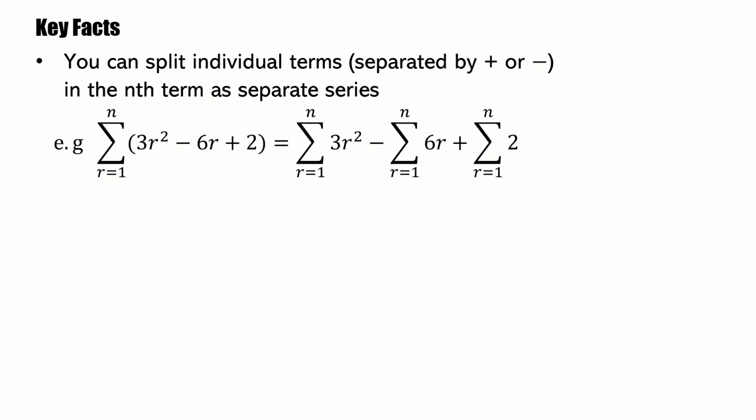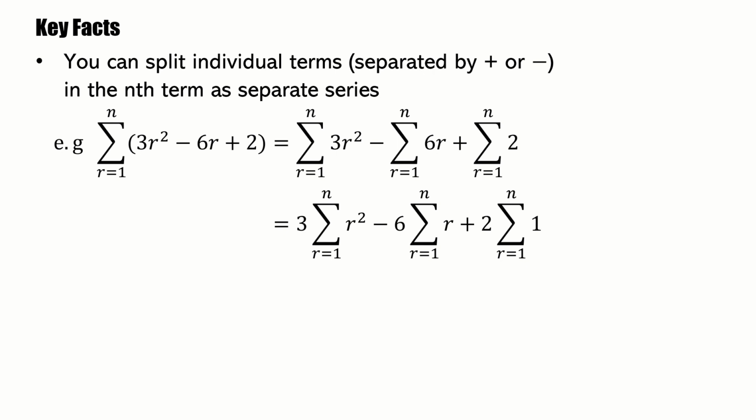But then you don't have to just stop there. You could then combine this fact with the previous fact we said, which is moving coefficients out the front. So the 3 in front of the r squared can be moved out the front there. The 6 in front of the r can be moved out the front of that series. And then it's a bit weird, but we can split the 2 up as 2 times the series of 1 from r equals 1 to n. And the reason we do that is just because, again, there's a formula for specifically the series for 1.